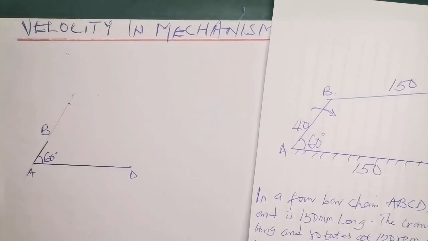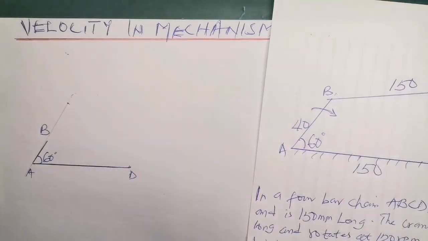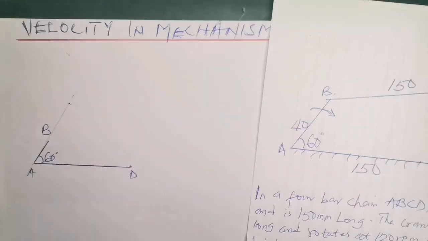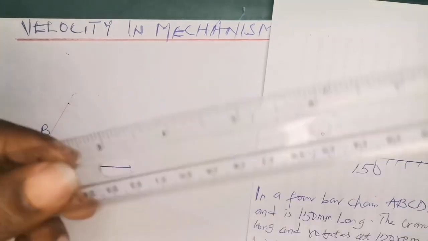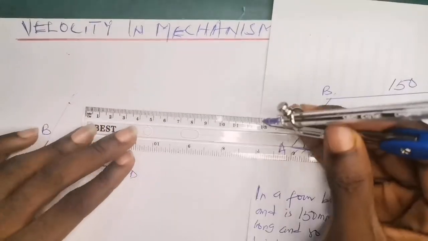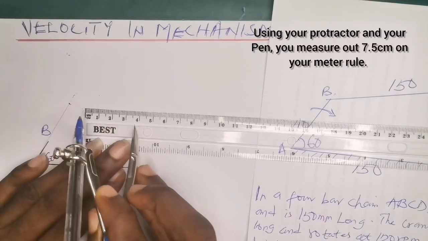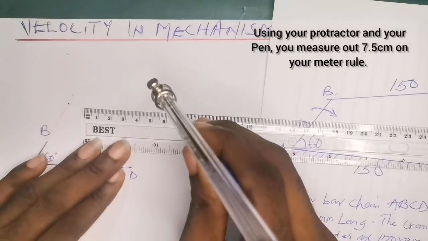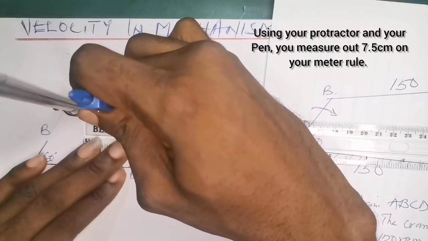So you use your protractor in this case. You use your protractor and you measure out 75 millimeter with your meter rule. So here is the meter rule. 75 is definitely going to be, this is 1 2 3 4 5 6 7. 75 is at the middle, which is this. So you pick out this.